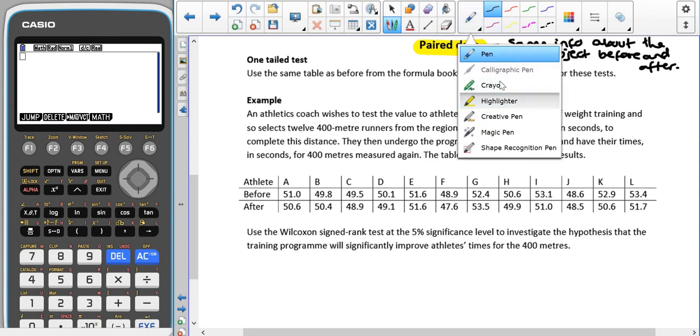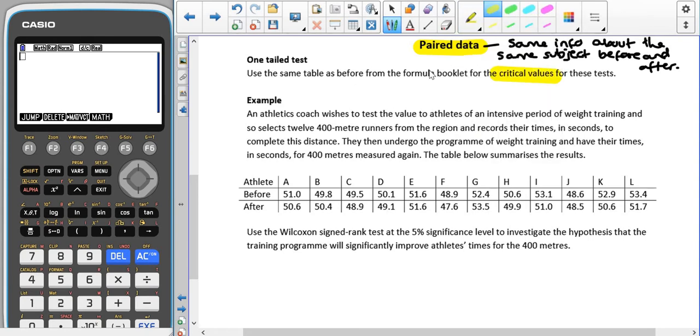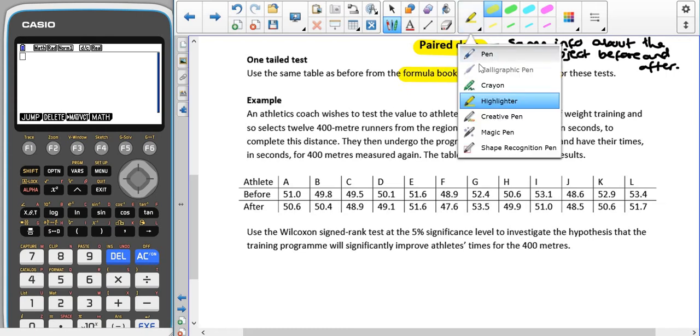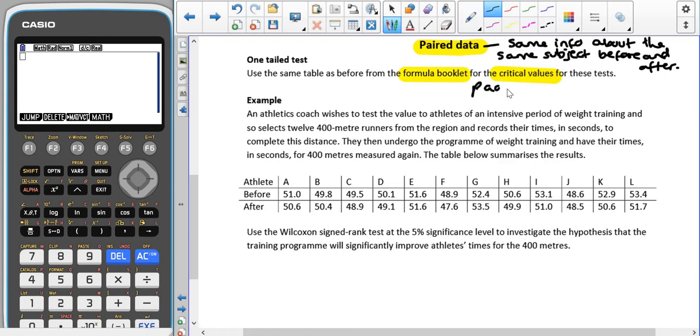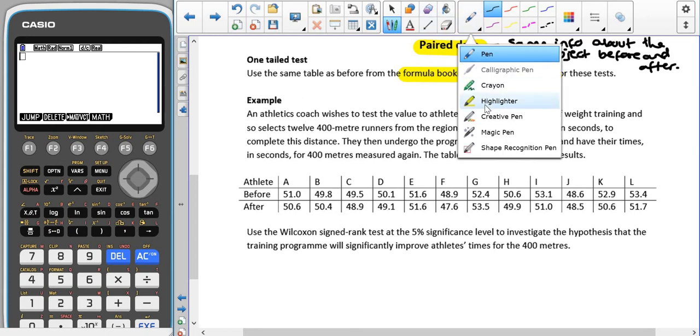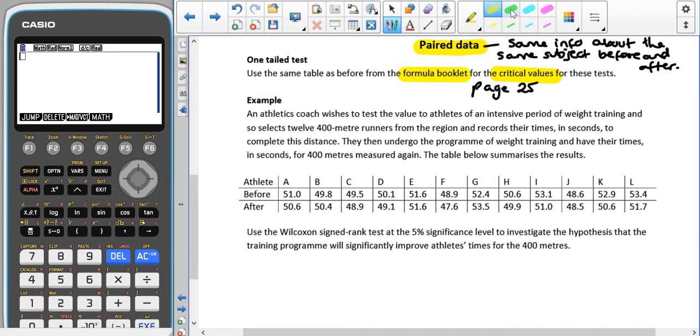Again, we're going to be getting our critical value from the formula booklet. Remember that this is on page 25 in the formula booklet, and always double check that you are reading the correct table. So, same as with the single sample data with the Wilcoxon signed rank test and a lot of other tests that we do, we have a one-tail hypothesis test and we also have two-tail hypothesis tests. And we're going to start off by having a look at the one-tail hypothesis test.